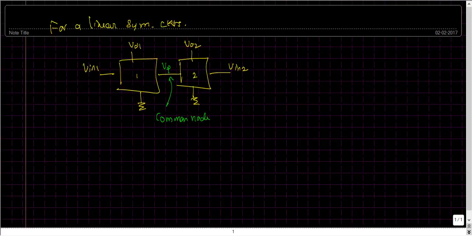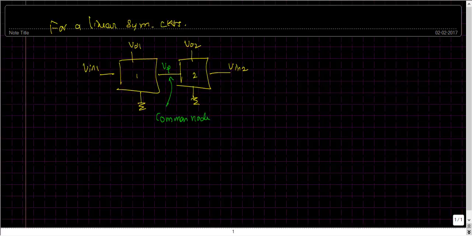We know we can apply the superposition theorem by considering the inputs Vin1 and Vin2 one at a time and analyze the circuit, since the circuit is basically a symmetrical circuit. Now we will apply two types of input signals to both Vin1 and Vin2 and see what happens to the output voltages VO1 and VO2 as well as the common node voltage VP.